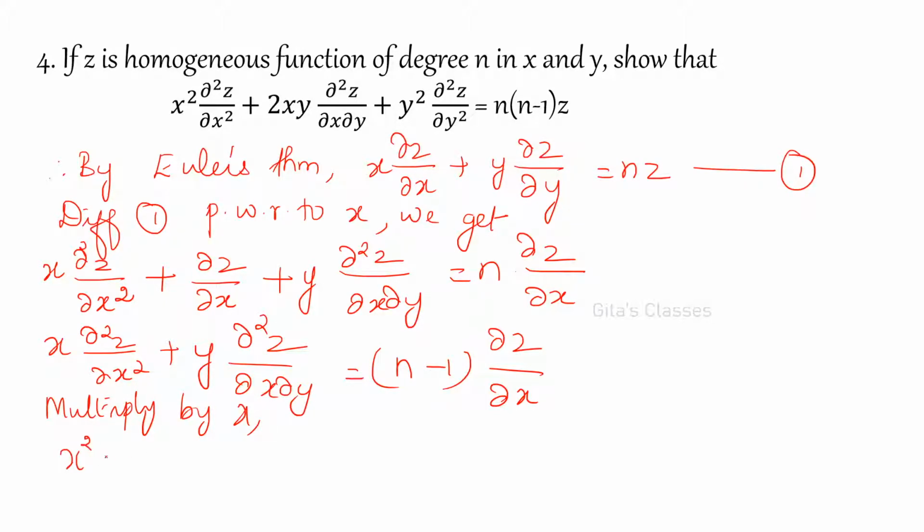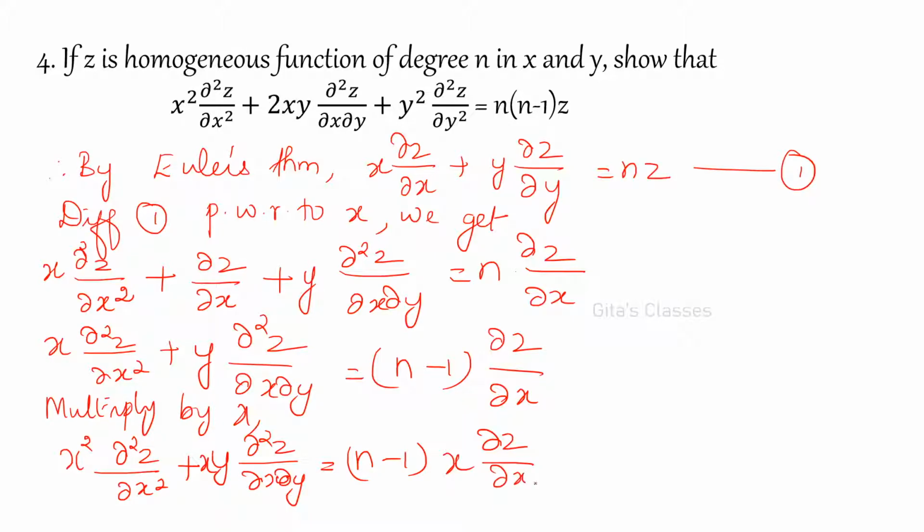So you will get x squared into ∂²z/∂x² plus xy into ∂²z/∂x∂y is equal to (n minus 1) into x into ∂z/∂x. Okay. Let this be equation number 2. Now what is our equation 1? I am rewriting equation number 1, that is x into ∂z/∂x plus y into ∂z/∂y is equal to nz, right? This is equation number 1.